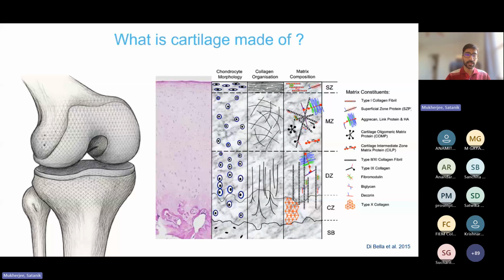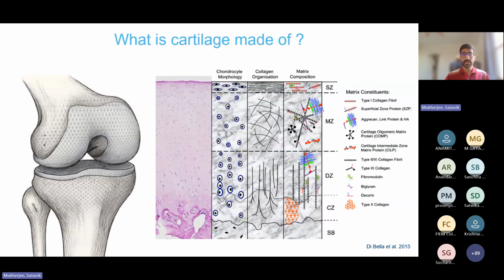Cartilage is very rich in a protein called aggrecan, which binds it together and also gives mechanical properties to the cartilage, along with multiple other matrix components. And this combination of the collagen fibers and the other matrix components gives cartilage its very typical mechanical properties, which helps in doing all the activities that we do and helps in smooth articulation of the joints.